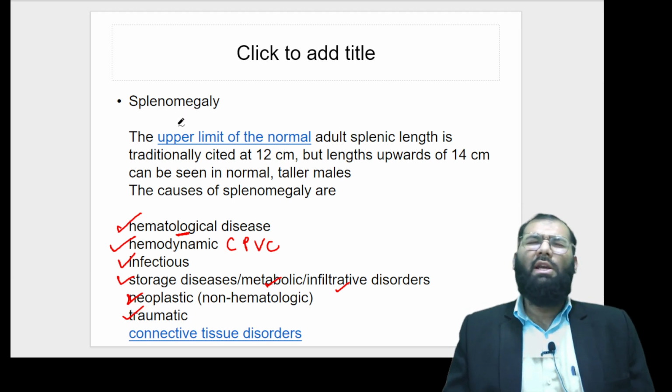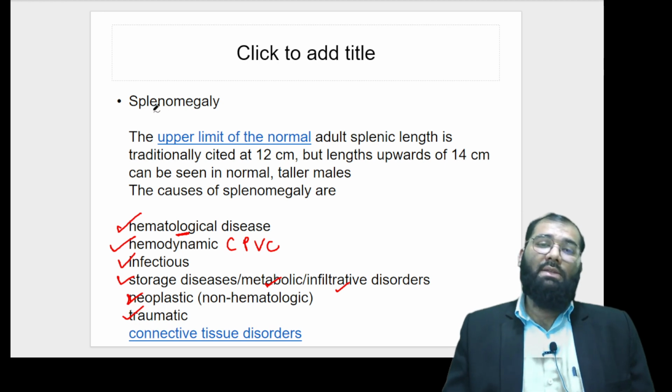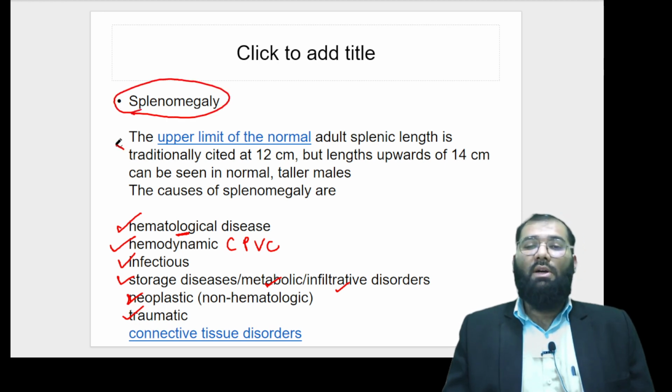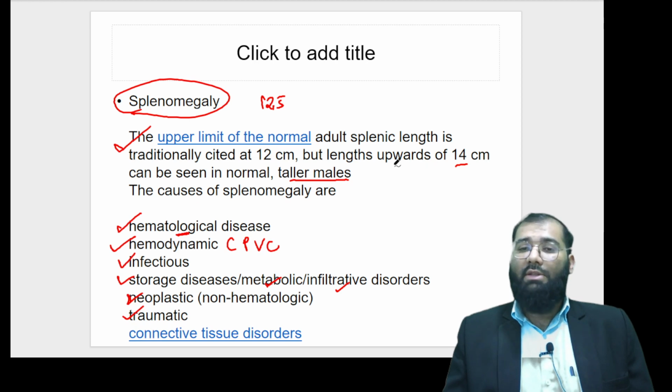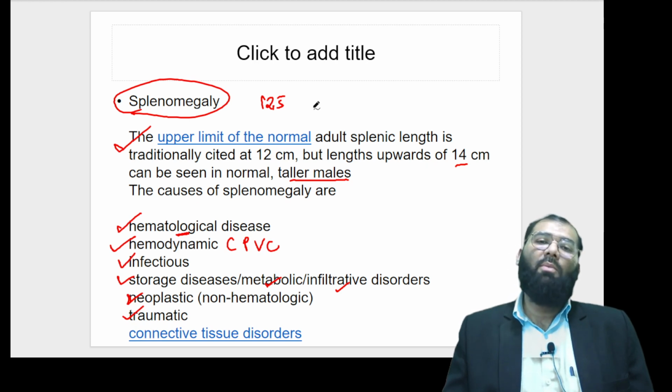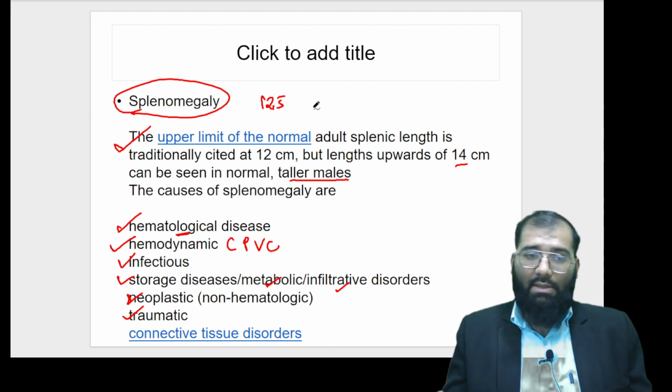The spleen is one such organ which is enlarged in many conditions, but here we are going to discuss the upper limit of the adult spleen. The upper limit of the adult spleen is 12 to 12.5 centimeters. Sometimes in tall males it can go up to 14 centimeters, but on average in the Indian population it is 12 to 12.5, so you can take 12.5 as the cutoff.